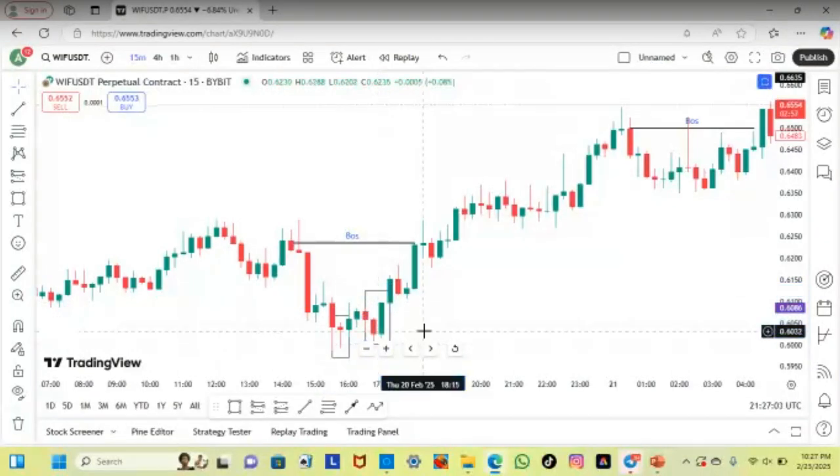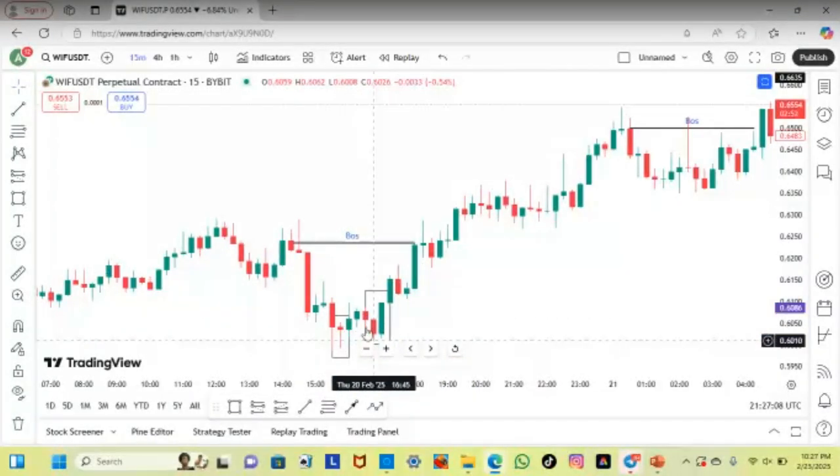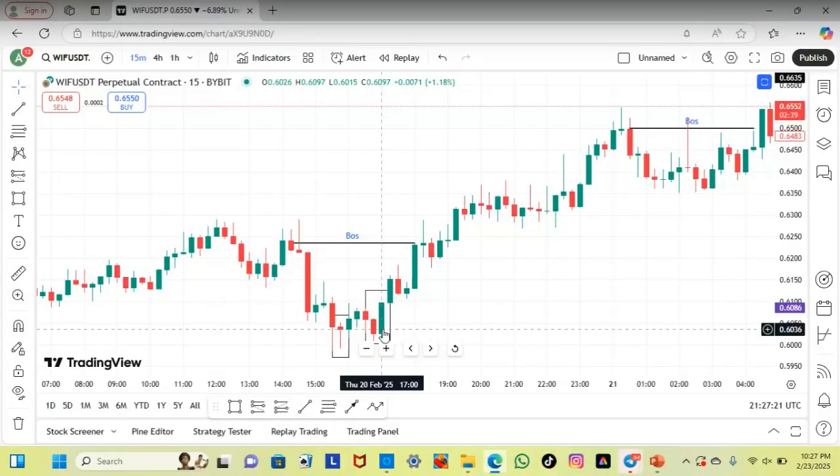So I believe we can see it clearly now. I just put it on a rectangle here. You can see that this is a bullish reversal candle. It's a bullish engulfing candle. Is a what? A bullish engulfing candle, which is a bullish reversal candlestick pattern.